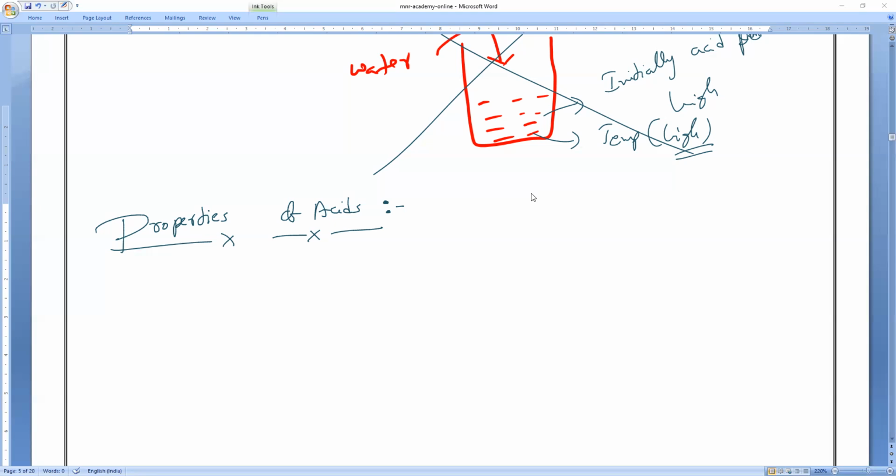Clear? So that is the reason we are not supposed to add water to acid. Understand? We have to add acid to water always. Clear? So note down that point. Mixing of acid and water is highly exothermic in nature. Write it: the mixing of acid and water is highly exothermic in nature.